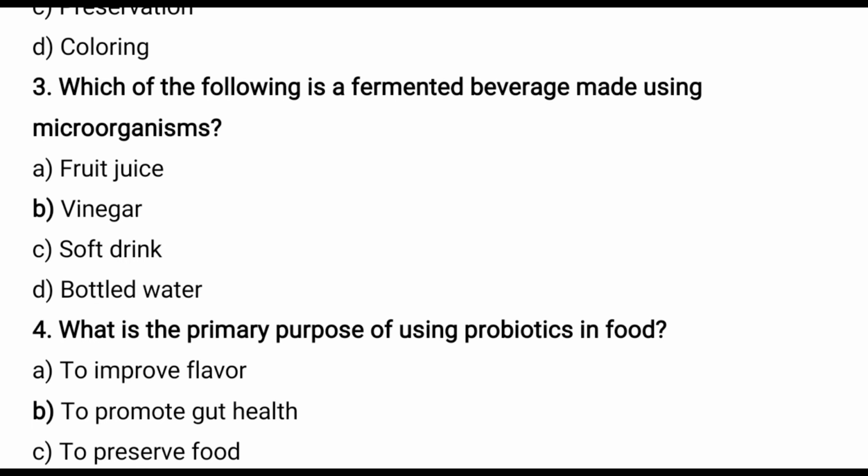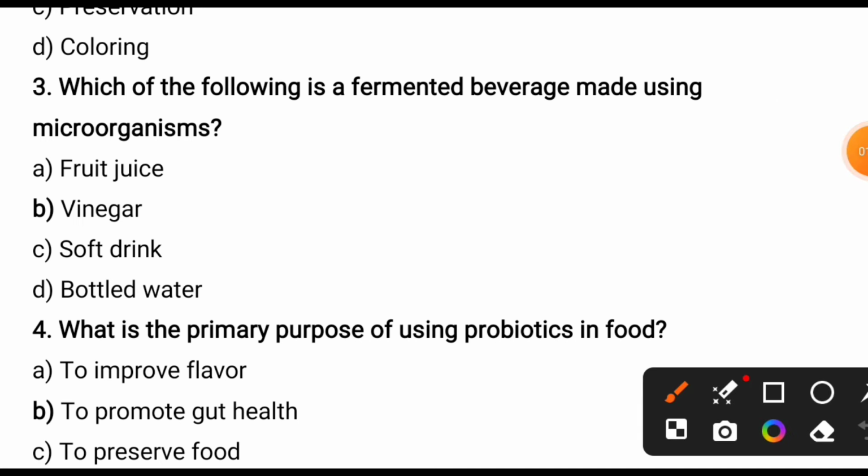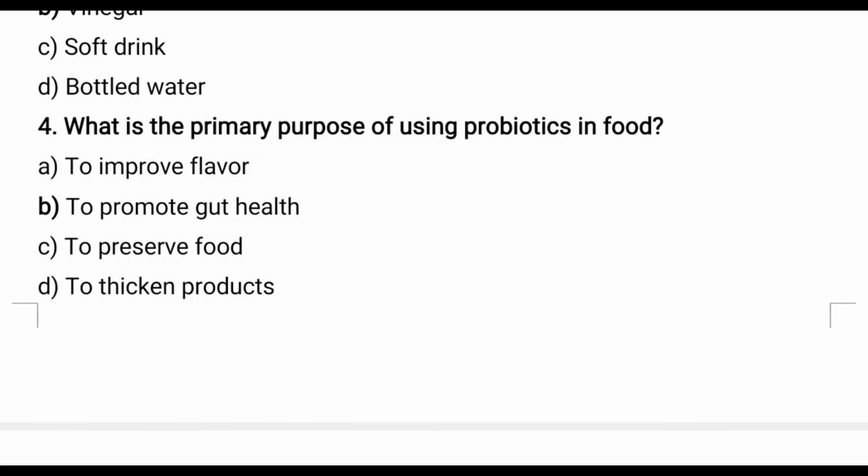Let's see the next question. Which of the following is a fermented beverage made using microorganisms? Options are fruit juice, vinegar, soft drink, bottled water. So vinegar is prepared by the process of fermentation. Okay, so let's see the next question.